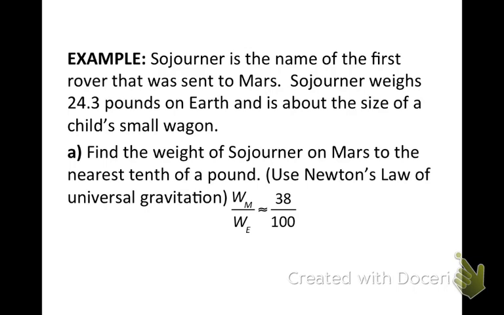Okay, so let's talk about what we got. Sojourner is the name of the first rover that was sent to Mars. Sojourner weighs 24.3 pounds on Earth and is about the size of a child's small wagon. Find the weight of the Sojourner on Mars to the nearest tenth of a pound. Use Newton's law of universal gravitation.